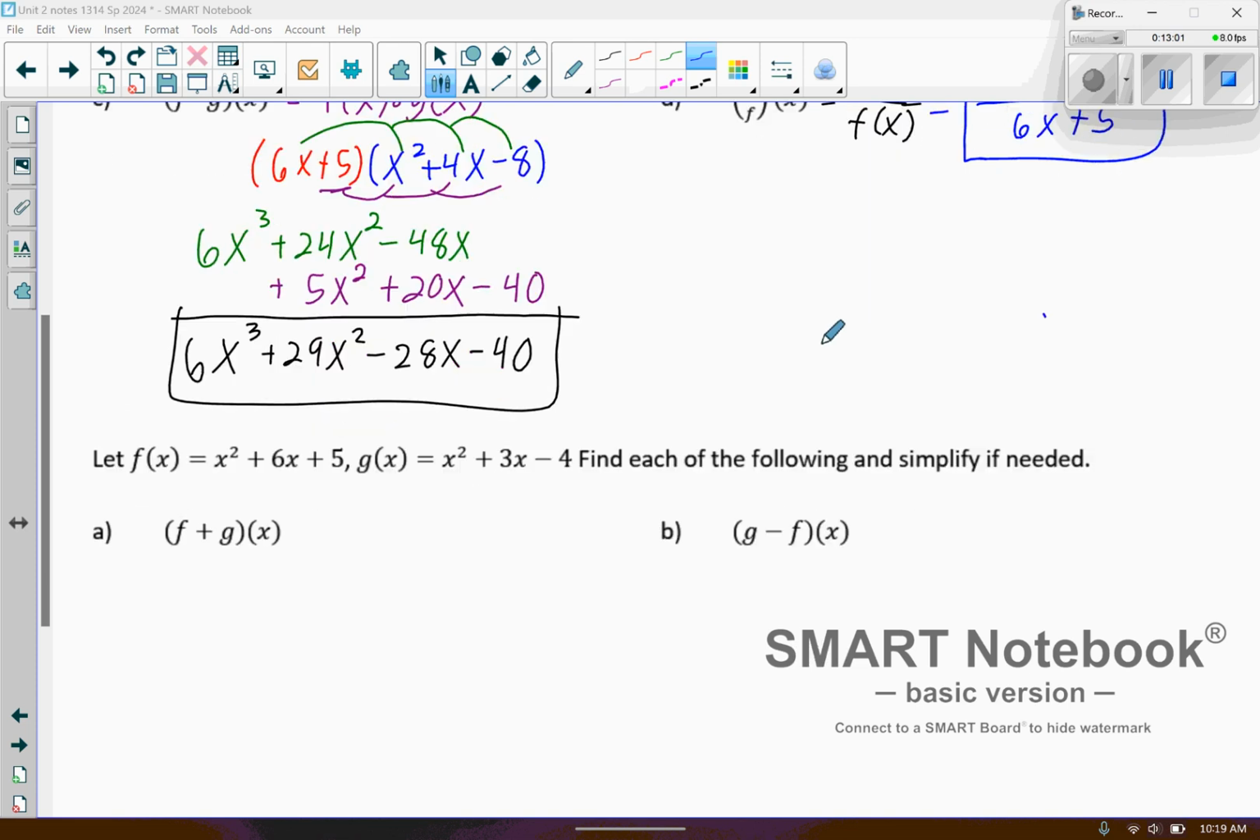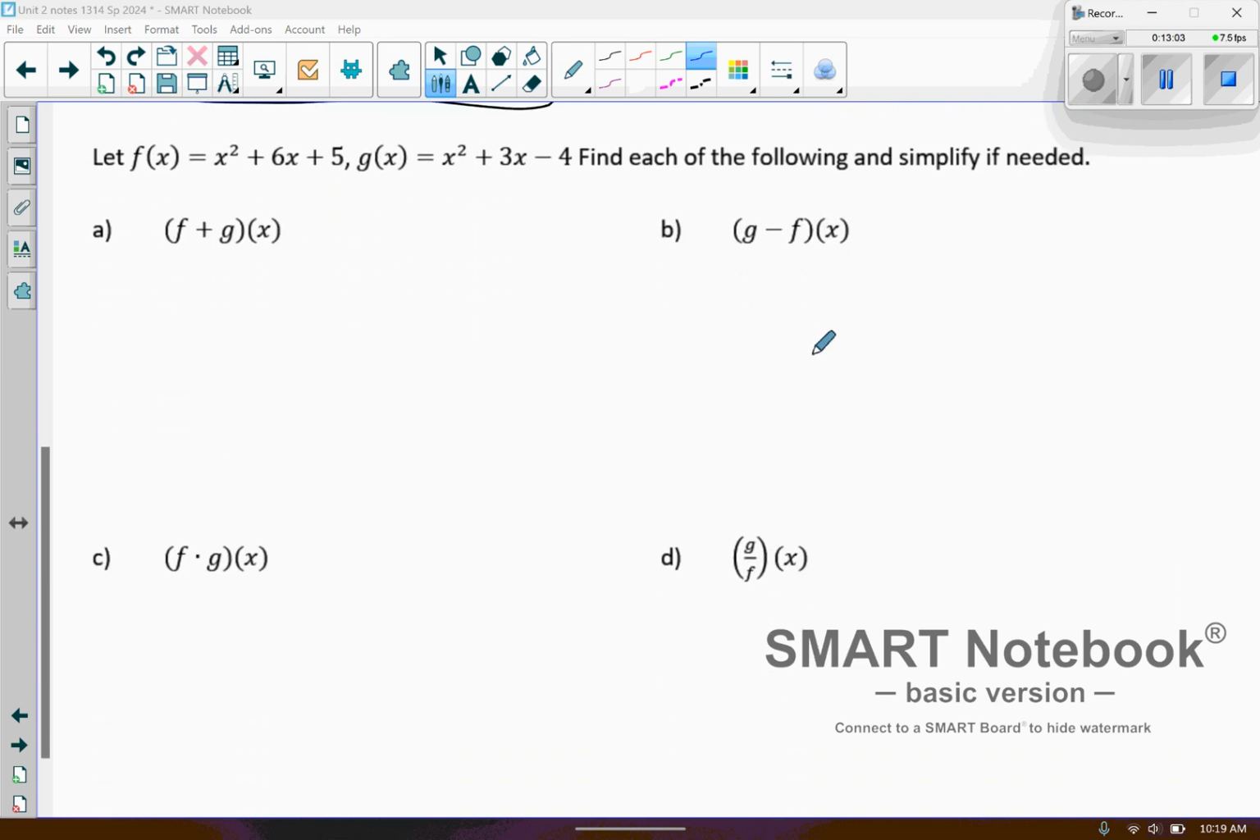All right, and so we have another one down here, and you'll notice that in this case, f and g are both defined as trinomials, but really the process doesn't change. There's just a little bit more going on here. So once again, f plus g of x, so f of x plus g of x. So we're just going to add the two functions together. So let's see, we're going to have x squared plus 6x plus 5. And then for g of x, we're going to have plus x squared plus 3x take away 4.